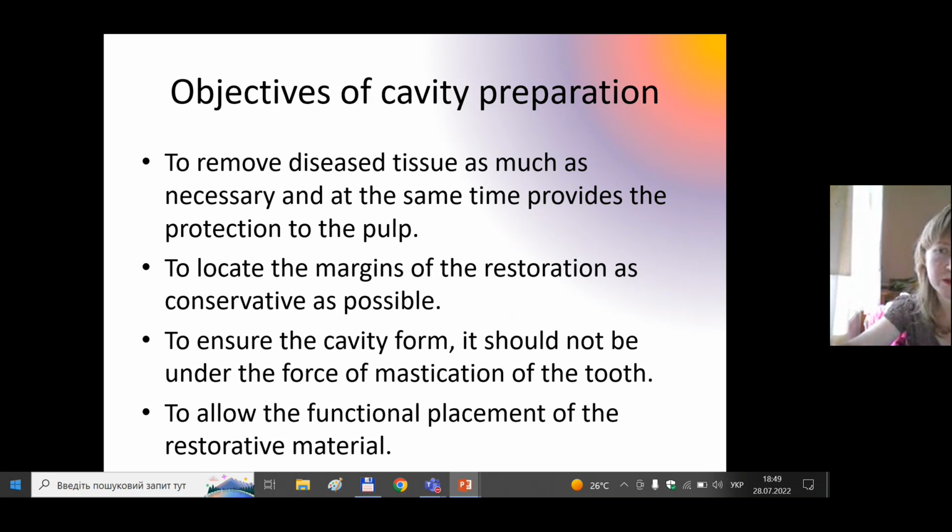Actually, it goes about cusps. Not to cut cusps if it is possible, if they are not decayed, because according to Black principles, even cusps should be cut to follow the principle extension for prevention, to cut as much as possible to prevent progression of tooth decay.